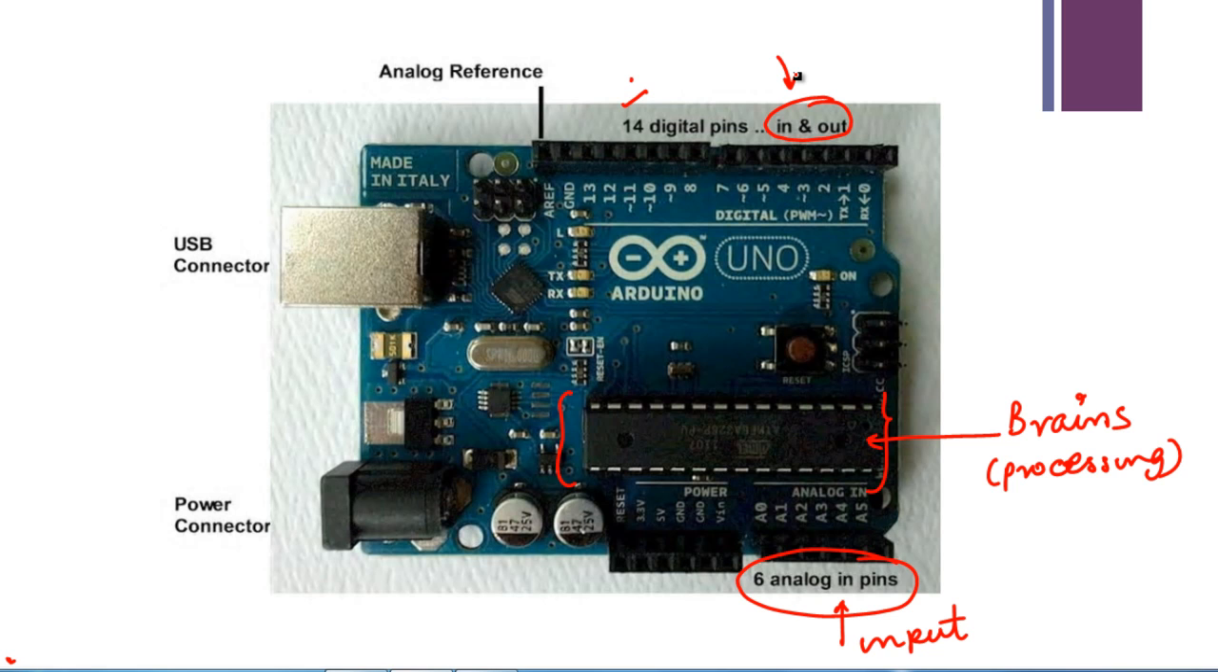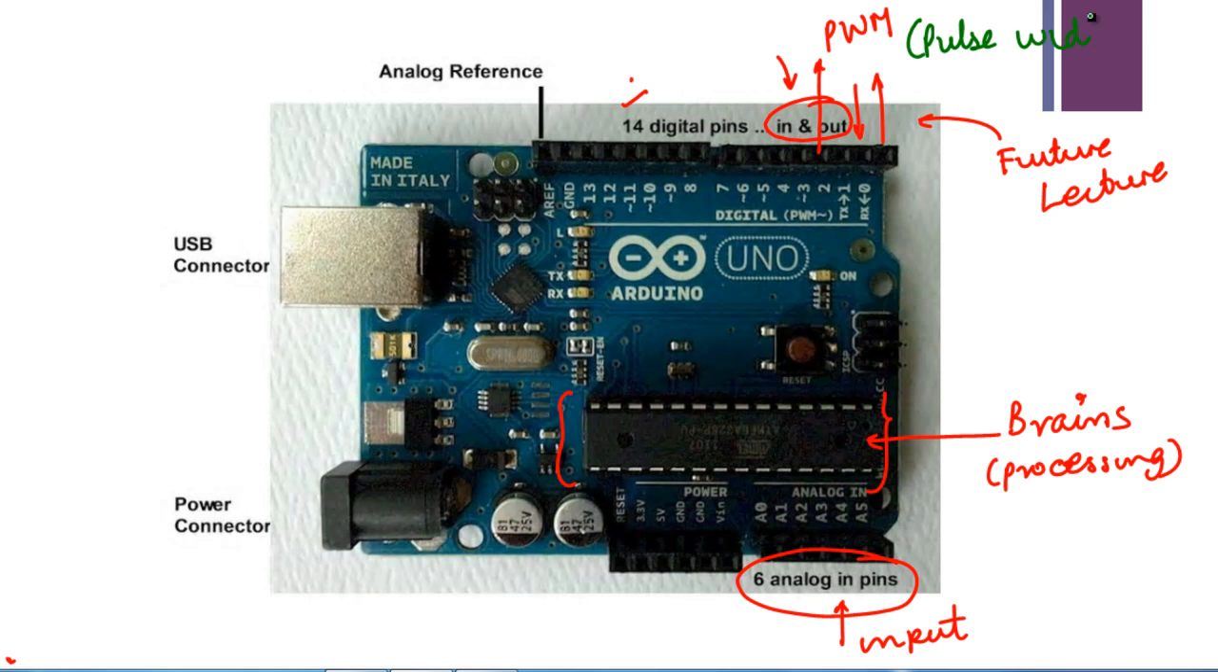That said, some of these digital pins can be used for some specific functionality, like a serial interface, which we will be discussing in a future lecture. Or it could also be used to generate something called a PWM signal, which stands for pulse width modulation. Again, I will be discussing that as part of a future lecture.